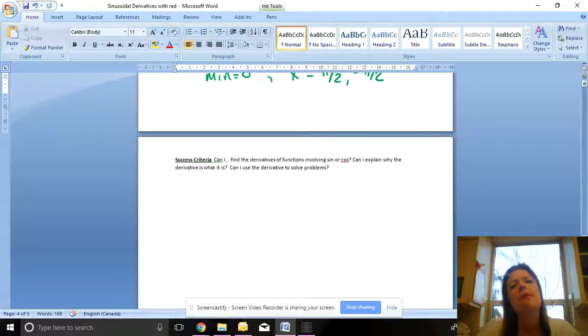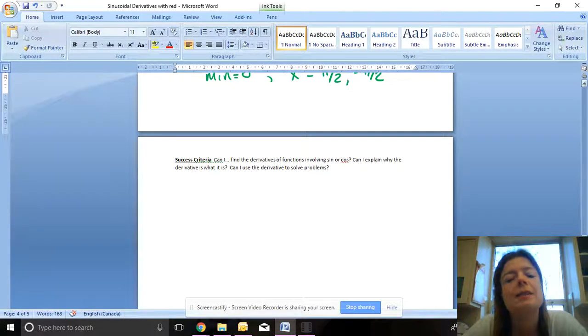So again, probably the biggest challenge will be incorporating all of the other rules you've learned together with these new derivatives. And also, I know there is some problem solving and even some optimization in this homework.